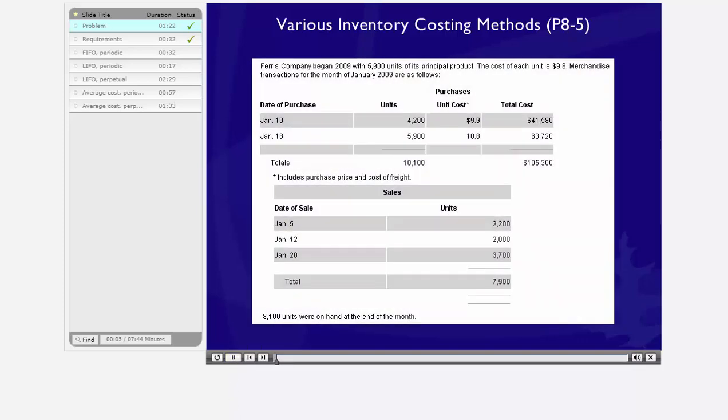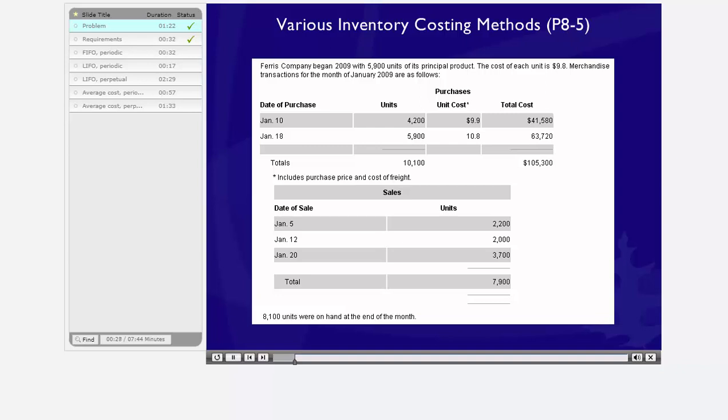Ferris Company began 2009 with 5,900 units of its principal product. The cost of each unit is $9.80. Merchandise transactions for the month of January 2009 are as follows. So there was a purchase on January 10th of 4,200 units at a cost of $9.90.